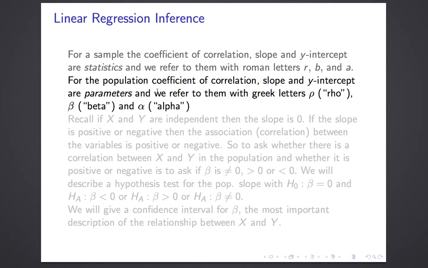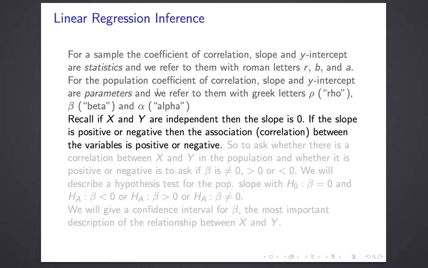And following our convention, we will refer to them by Greek letters. We'll use rho, which is the ancestor of our r, although it looks more like a p, to stand for the coefficient of correlation, beta, which looks pretty much like b, which is its descendant, to represent the slope, and alpha, which more or less looks like an A, looks more like a fish swimming to the left, but we'll call it an A, it's the ancestor of A, to represent the y-intercept.